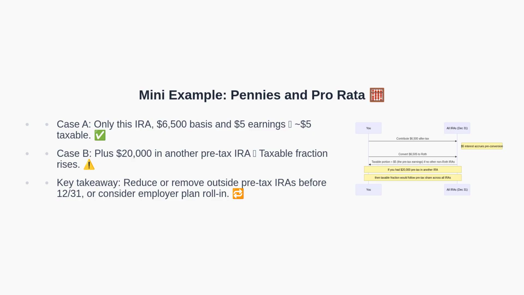The key takeaway is that you should minimize or eliminate outside pre-tax IRA balances before year-end, potentially by rolling them into an eligible employer plan. Next, let's do one more quick quiz to reinforce the absolute zero mindset.